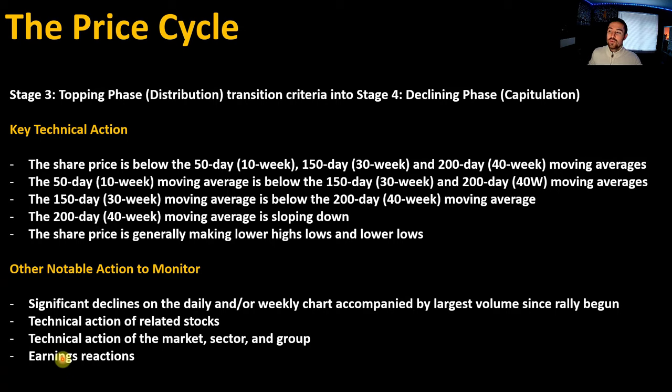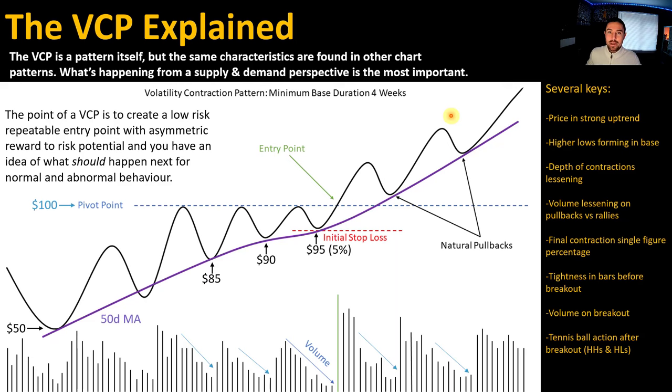In the next section, we're going to be explaining the volatility contraction pattern, also known as the VCP. The VCP is a pattern itself, but the same characteristics are found in other chart patterns. That may have just really confused you, but by the end of this section, hopefully it'll make more sense. What's happening from a supply and demand perspective is the most important thing. As we work through the examples, by understanding what is happening from a structural perspective, the higher lows in the base, the tightness, the volume declining in key places, you'll start to understand that the VCP is a visual representation of what is going on with supply and demand.